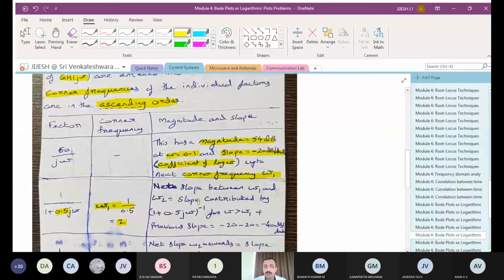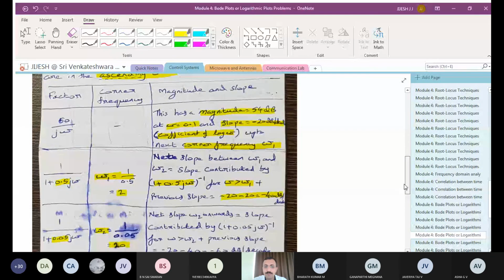Next, the slope between omega 1 and omega 2. Here you can see 1 plus 0.5 j omega inverse you are getting, no? Here the omega value is greater than omega 1. So how to calculate the slope: it is minus 20 dB, and you have to add it with the previous slope as well. The previous slope is minus 20, so it will come as minus 40 dB per decade. Just go through this, we will discuss this problem once again in the next class.